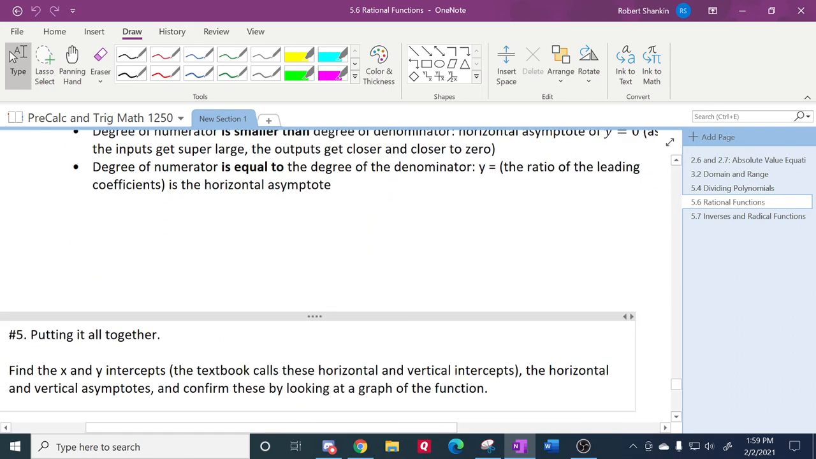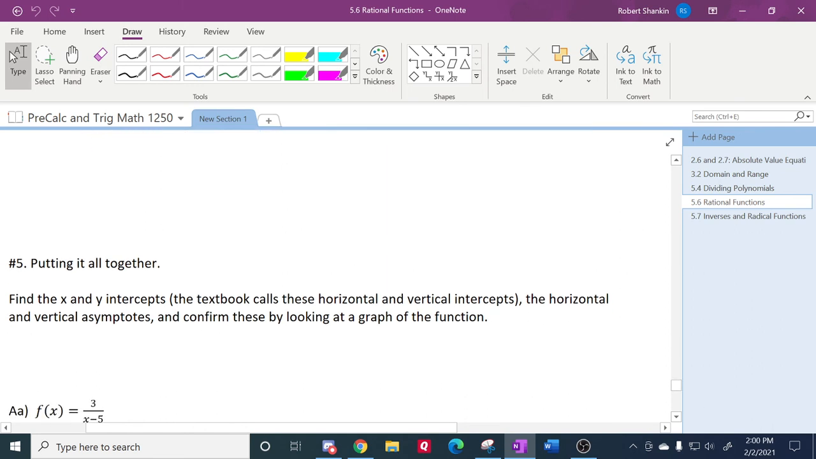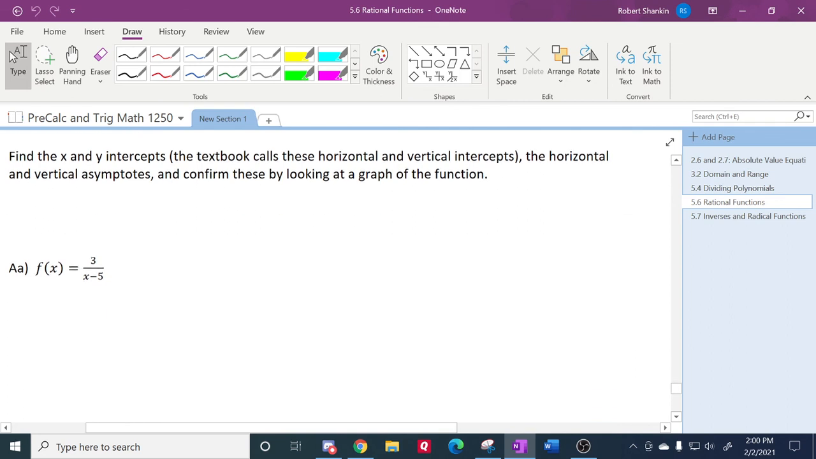And putting it all together. Find the x and y intercepts, horizontal and vertical asymptotes, and confirm these by looking at a graph. So we'll confirm them by looking at a graph with Wolfram Alpha. Okay. And so the first one is one that we've already looked at, but now we're going to analyze all the different components. The x and y intercepts, the horizontal and vertical asymptotes, and we'll look at a graph. So let me give you 1 quick minute to get ahead of me. Get as far as you can, and then I'm going to do it.